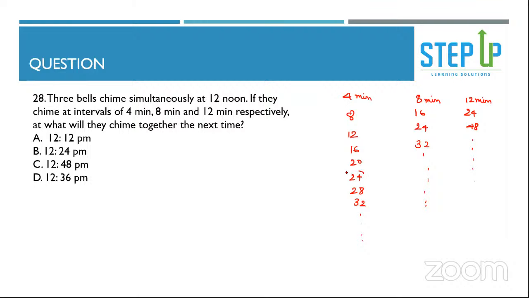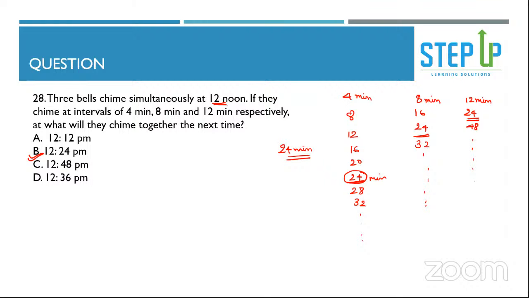So can I say at the 24th minute, this bell is also chiming, this bell is also chiming, and this bell is also chiming. So can I say after 24 minutes they will chime, right? Which means that at what time will they chime together the next time? The first time they chime together is at 12 noon. So after 24 minutes, they will chime at 12:24. Okay, they will chime at 12:24.